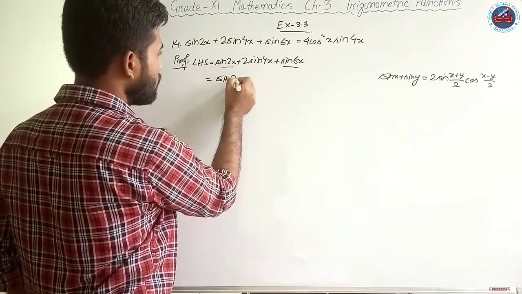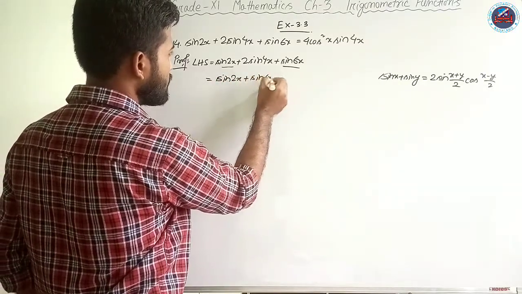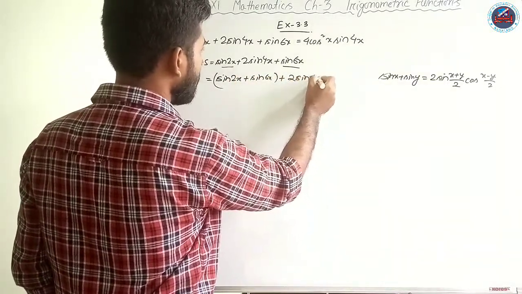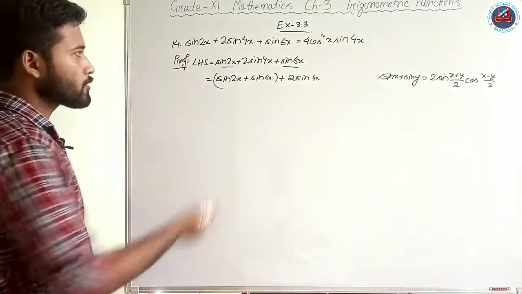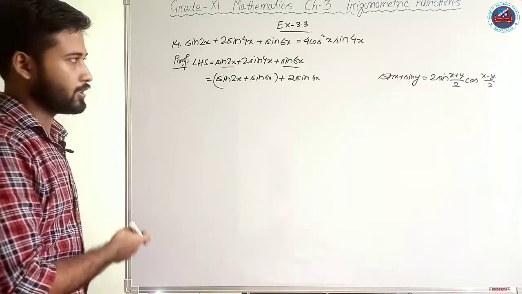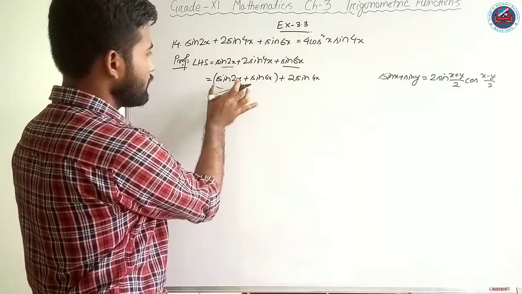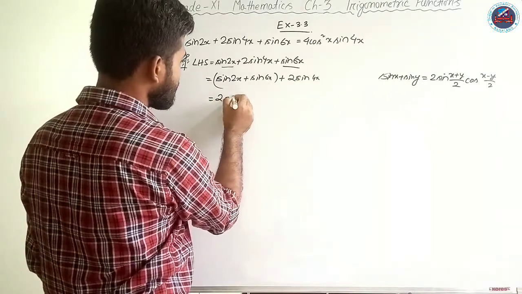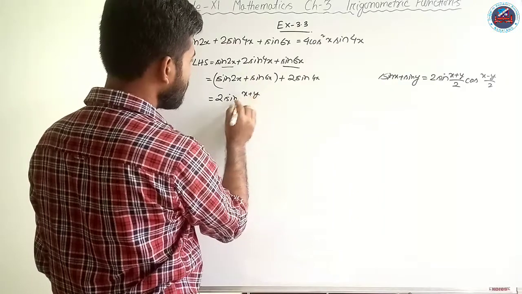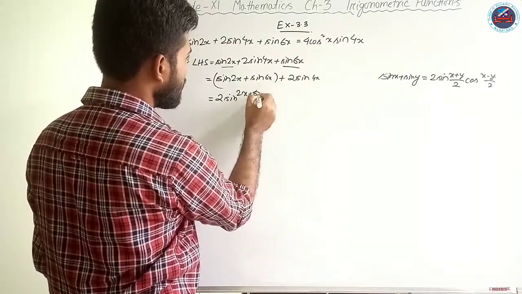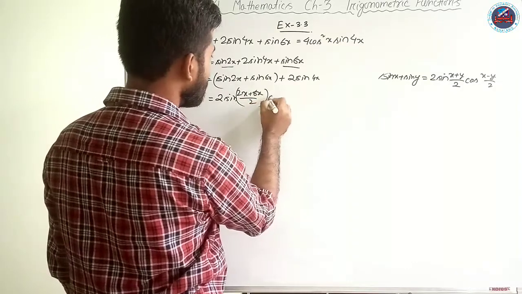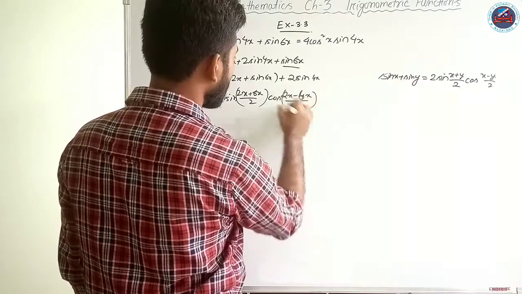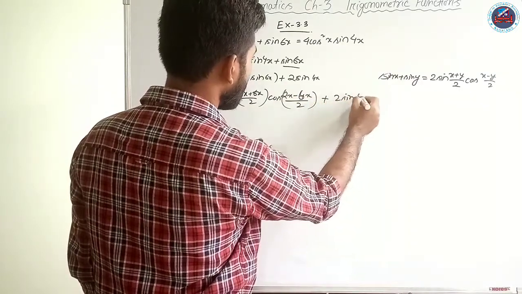So sine 2x plus sine 6x, we can take these two together and leave the 2 sine 4x separately. Also, since there is a 2, no need of taking that, directly also you can take this. Now what is sine x plus sine y? You can use that, that is 2 sine of (x plus y)/2. In our case it will be 2 sine of (2x plus 6x)/2 into cos of (2x minus 6x)/2 plus 2 sine 4x.